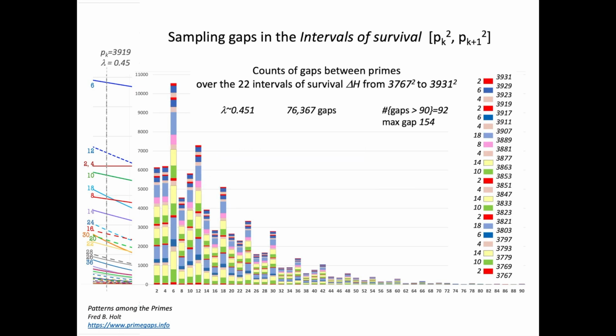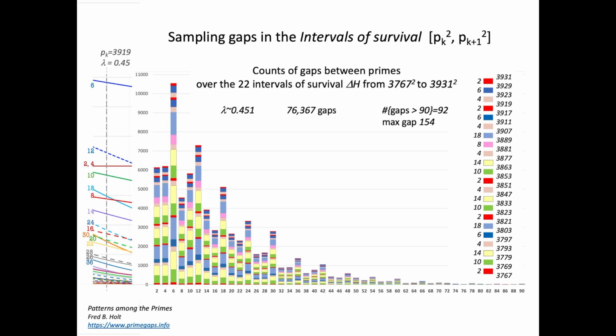Now we can look at the accumulation of the core sample across these 22 intervals of survival, and we see that there is an alignment with the predicted distribution across the gaps. What this is saying is the samples in the intervals of survival are roughly uniform samples from the total relative populations of gaps in the cycle of gaps at this stage.